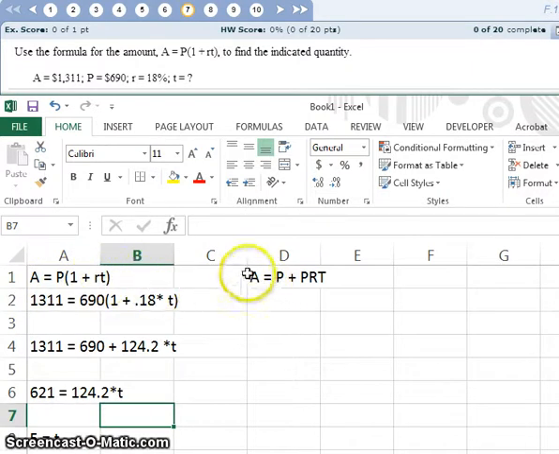The amount in the bank is equal to the principal plus the principal times the rate times the time, which was the formula that equals the interest earned. So the amount in the bank is the principal plus the interest earned.